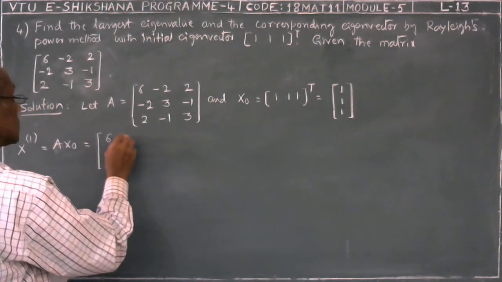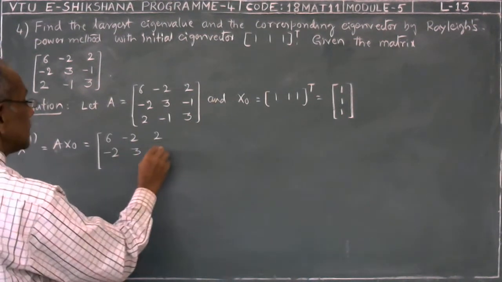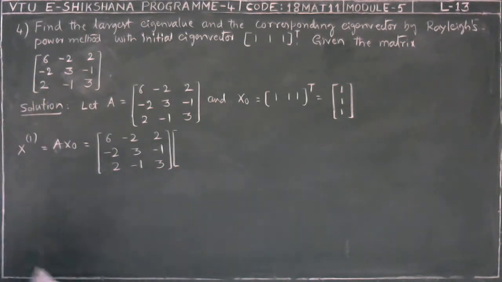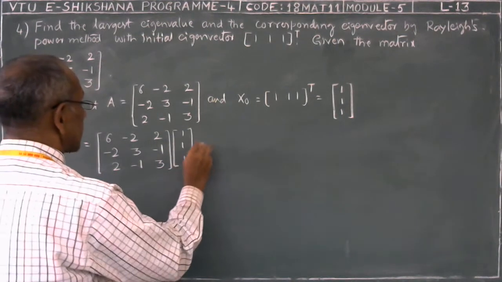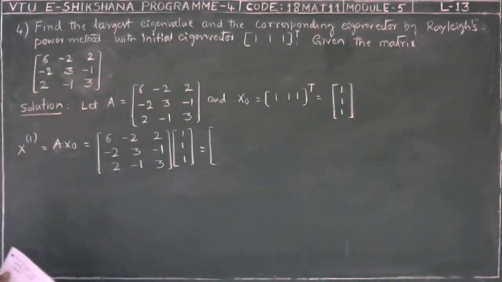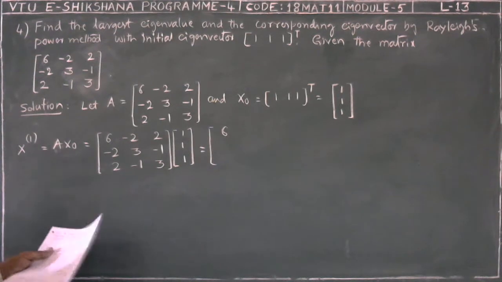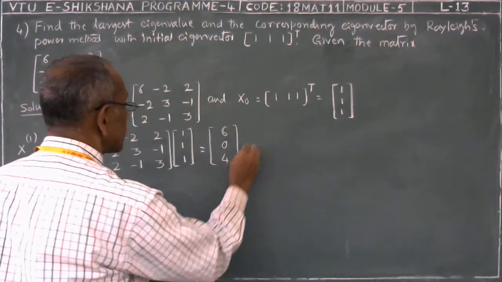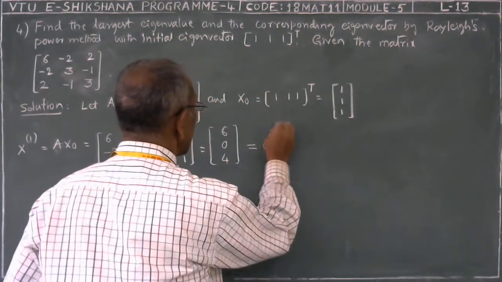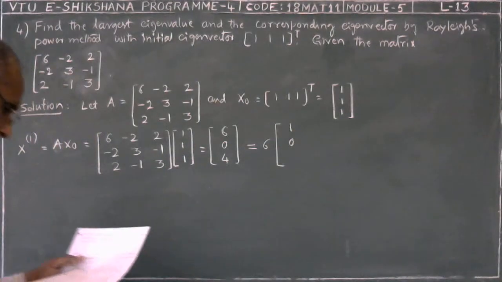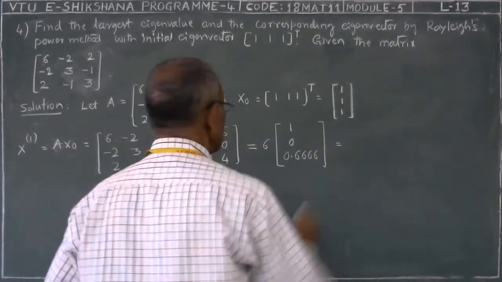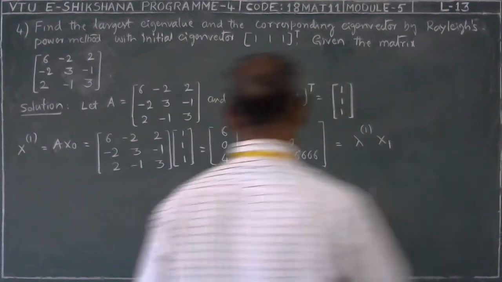A is 6, -2, 2; -2, 3, -1; 2, -1, 3, multiplied with 1, 1, 1. If you carefully multiply, 6 minus 2 plus 2 is 6. Minus 2 plus 3 minus 1 is 0. Then 2 minus 1 plus 3 is 4. The numerically largest value is 6, so take 6 outside. I get 1, 0 by 6 that is 0, and 4 by 6 that is 0.666. This is your lambda 1 and the corresponding vector is x1.